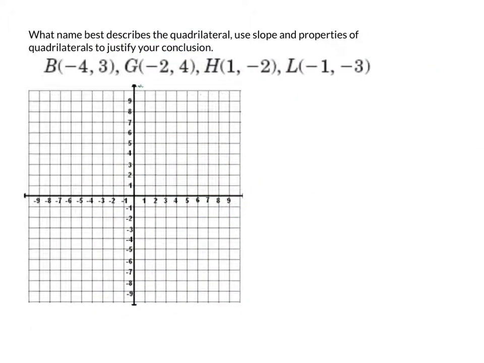Alrighty, so we got one more problem here. What name best describes the quadrilateral? Use slope and properties of quadrilaterals to justify your conclusion. Alright, so again, slope is the name of the game here. It's the easiest one to work with, especially for graphing it. We can just count it out.